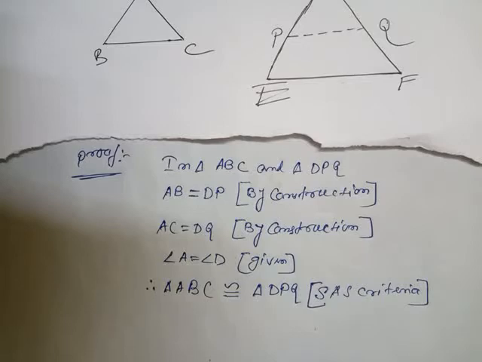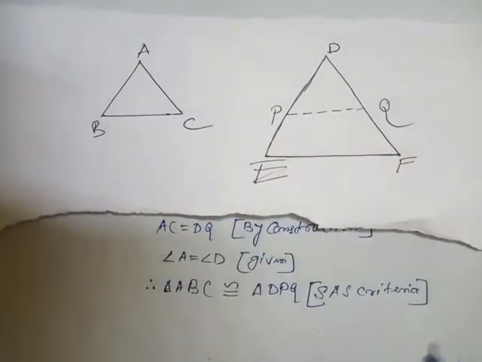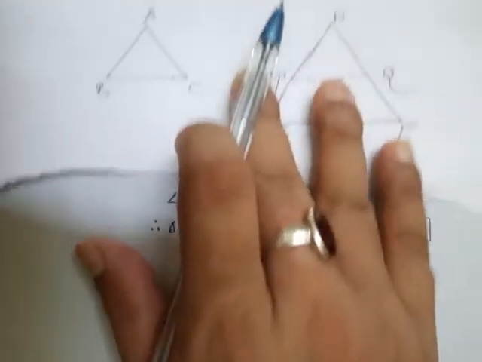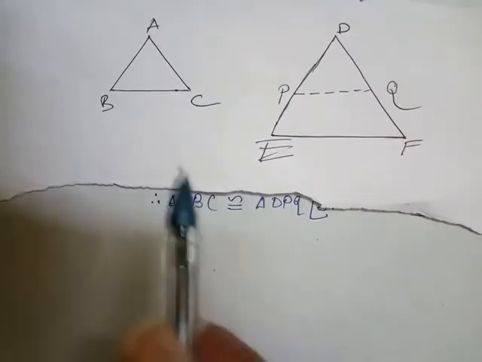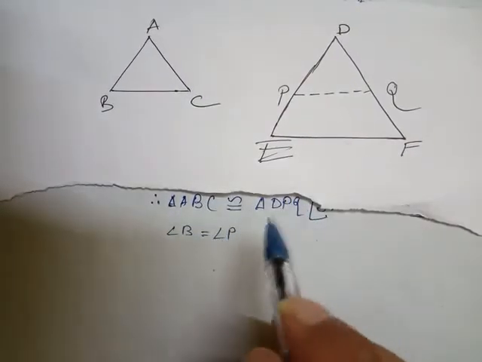Now look, after that, student, here we can write that since triangle ABC is congruent to triangle DPQ, in this place I can write that angle B equals angle P, by CPCT. So here we'll write that angle B equals angle P, by CPCT.